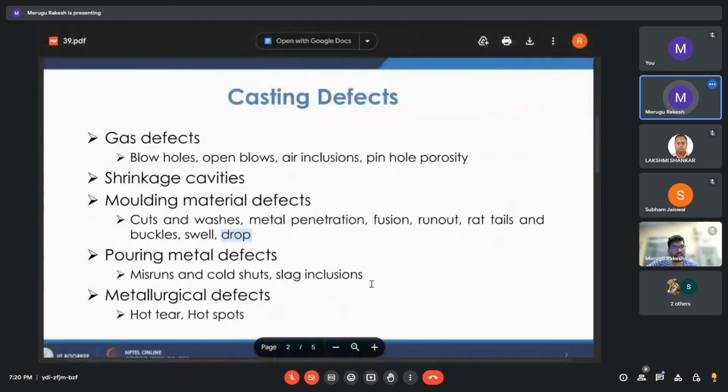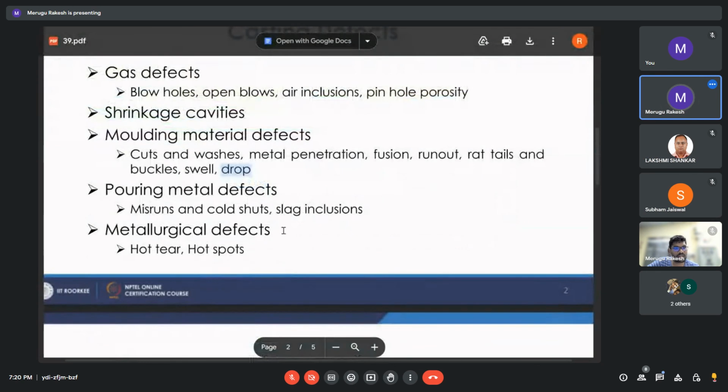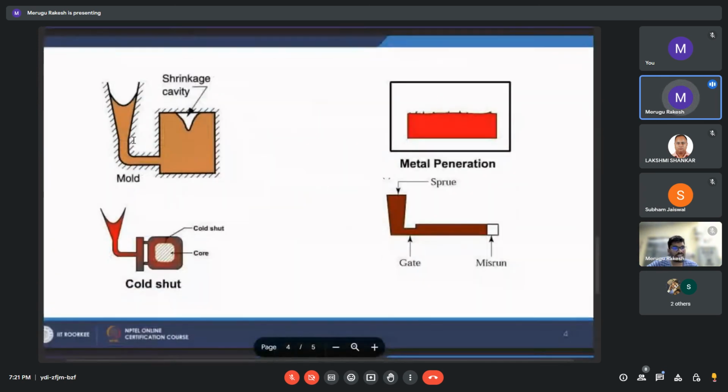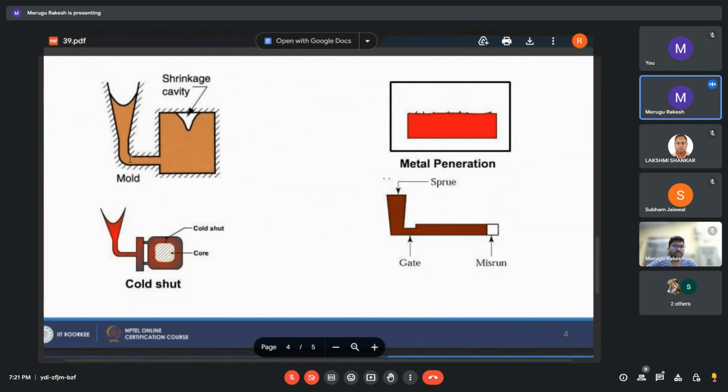Then we have the metallurgical defects: misrun, cold shut, and slag inclusions. Slag inclusions happen if you are not providing enough cleaning. These slags are of two kinds: high density slags and low density slags. These slags are the unwanted oxide layers that form during pouring of the metal. So you have to provide skim bobs.